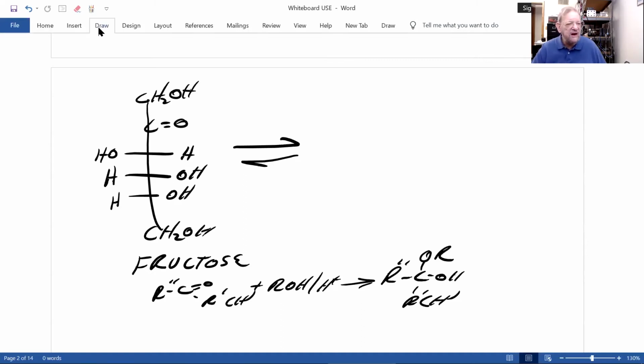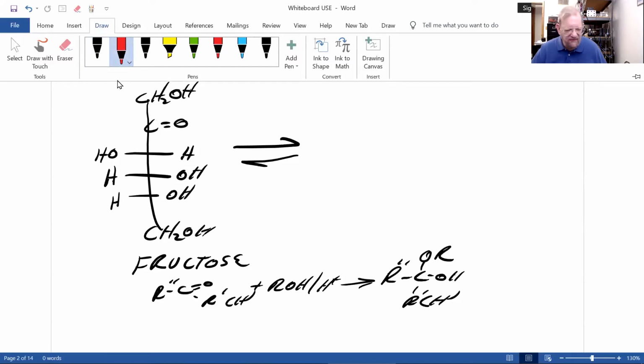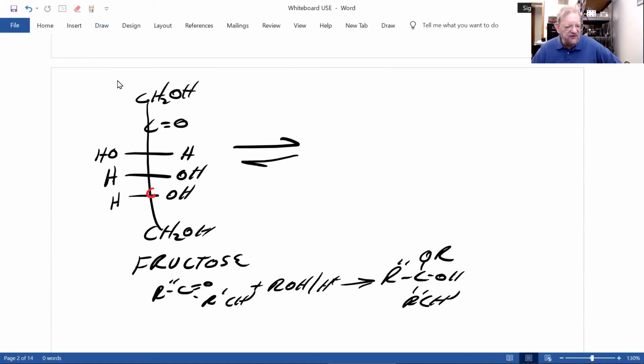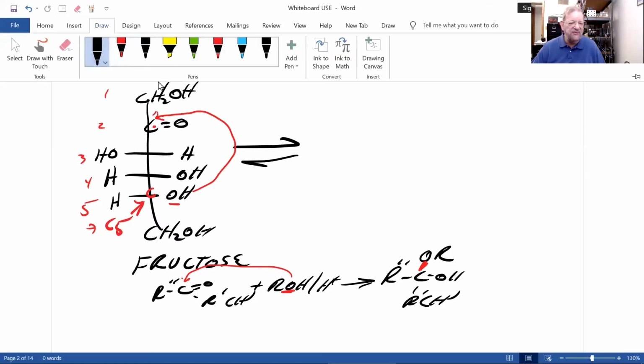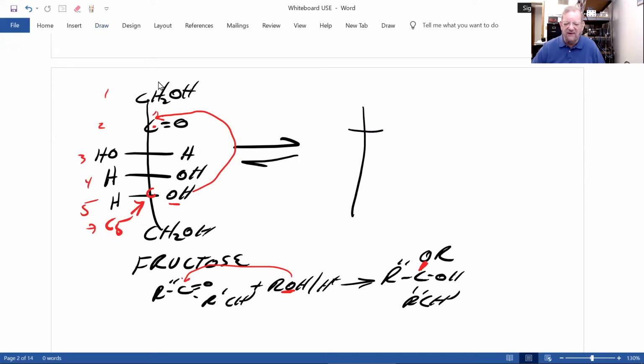Now, in either glucose or fructose, it's always C5. This would be 1, 2, 3, 4, 5. Carbon number 5, organic chemist shorthand is C5. And this is this alcohol, which attacks the carbonyl carbon to open it up and form this bond. So this will attack my carbonyl carbon right here. And that's the only thing involved in the reaction. And it'll open up to this carbon.